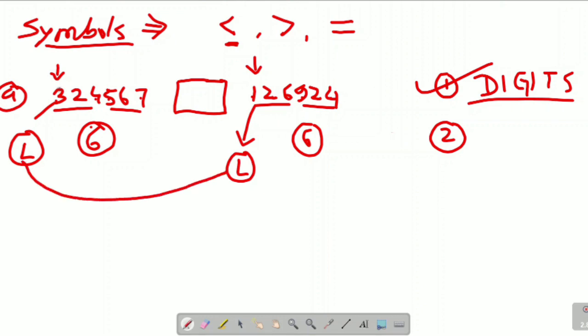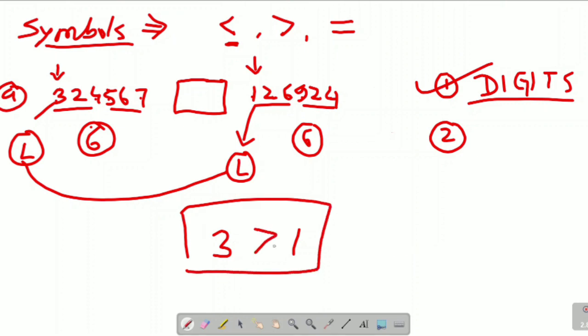So here we have 3 and here we have 1. Which is greater, 3 or 1? Generally we know that 3 is greater than 1. So 3 lakh 24,567 will be greater than 1 lakh 26,924. So in this condition we can easily compare it. Is it clear? I hope it is clear.